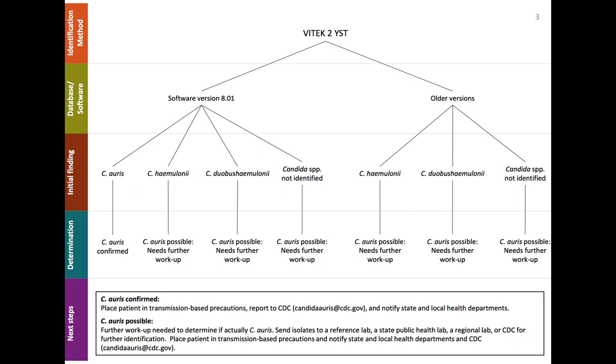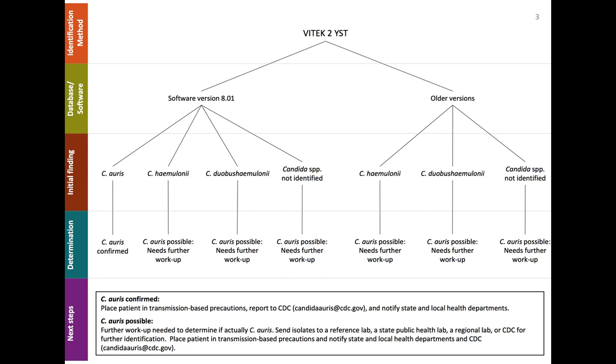Now, the CDC actually has an excellent PDF around different identification schemes and their ability to identify Candida auris reliably. And I want to show off a couple of these for systems that have been used in the UCLA system. So starting with the Vitek 2 yeast. So the Vitek 2 yeast card, if you go down the right side of the pathway, the older versions identify Candida auris as either Candida haemulonii, Candida duobushaemulonii, or Candida species not identified.